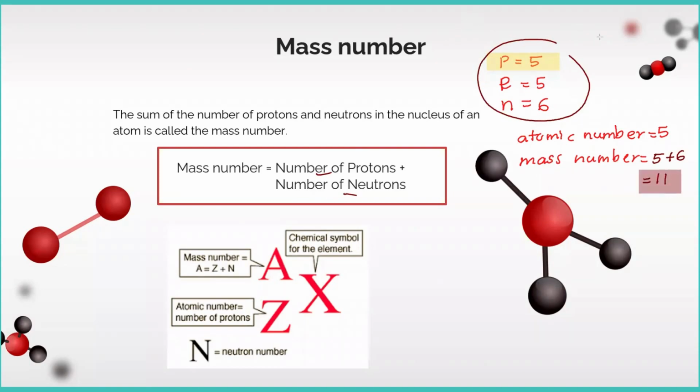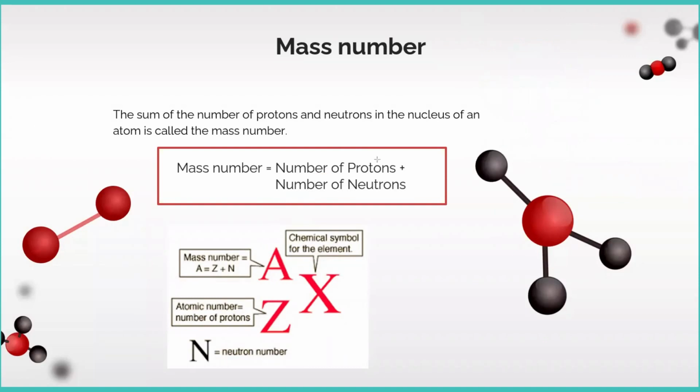When the chemical symbol for the element is X, for example, we will write the mass number over here and the atomic number here. Mass number on the top, atomic number on the bottom.